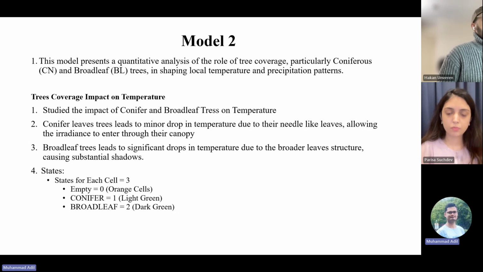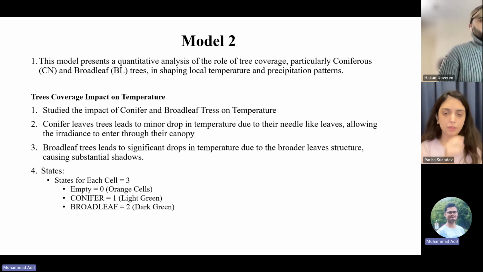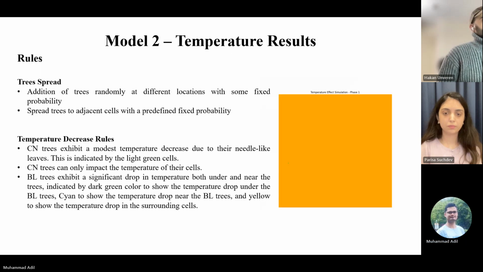So for our first experiments, in our cellular automata, we have three states for each cell. One is the empty state, that means there are no trees. All of the cells are empty, which indicates the maximum temperature. Then after some steps, we add the conifer and broadleaf trees, and the conifer will indicate state one, and the broadleaf trees will indicate state two.